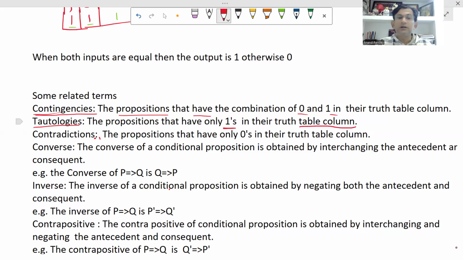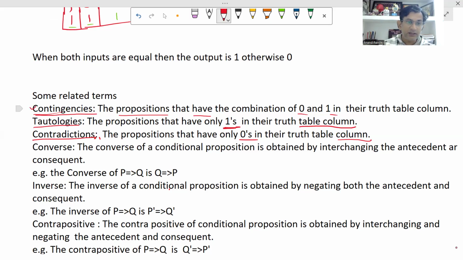Just focus on this word. The propositions that have only ones in their truth table column are called tautologies. Further, if you go through the questions and solve them, you'll draw the truth table, and sometimes you'll get only ones in that last column. Okay, so that proposition is called a tautology. Like that, contradictions: the propositions that have only zeros in their truth table column. Sometimes you'll get such things also. If you draw the truth table and you get only zeros in that truth table column, the last column, then that proposition will be called a contradiction.